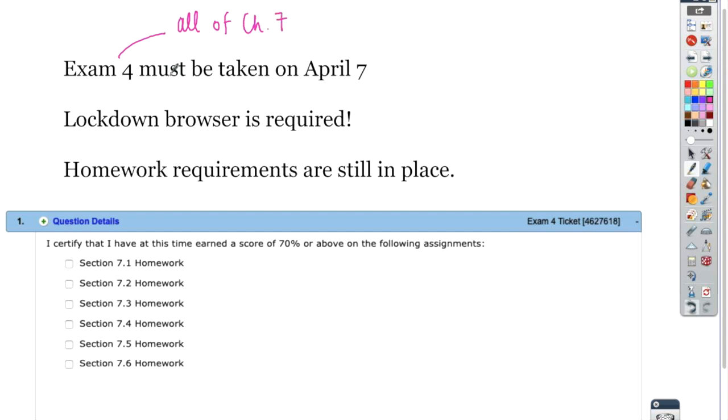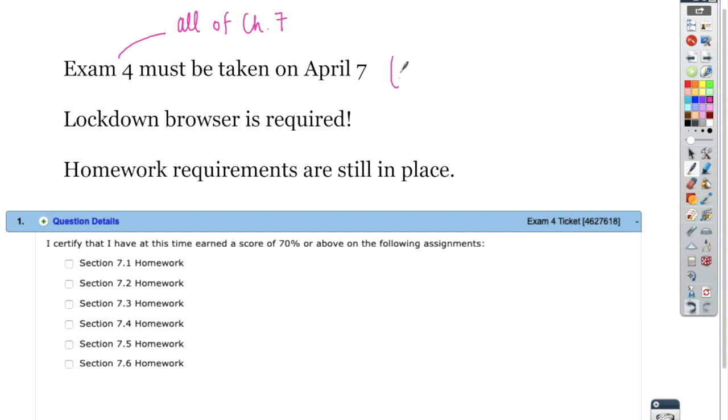Now, exam 4 must be taken on April 7th, which I believe is a Tuesday. So you can take it any time on Tuesday. It will open up actually at midnight. So I don't know if you want to take it at 2 in the morning on Tuesday, up to you. It has to be finished by midnight. So you have all day Tuesday to take it, but you do have to finish it on April 7th.